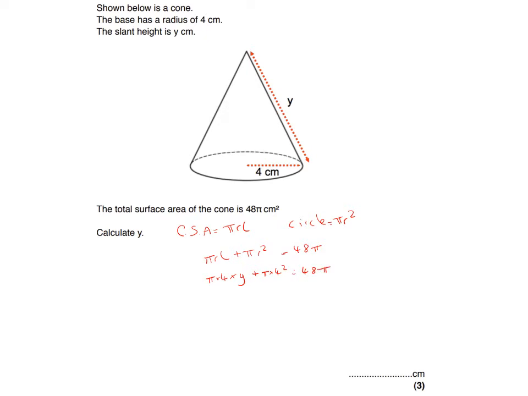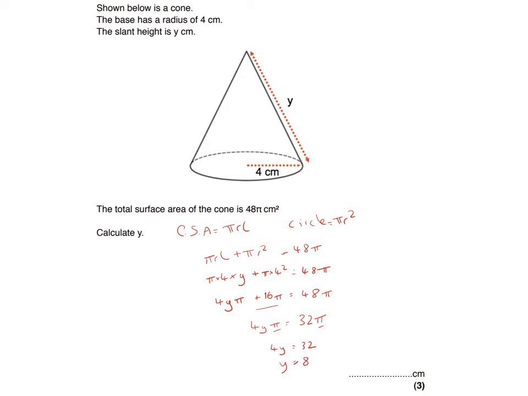Let's tidy up our algebra here. This is going to give us 4y pi plus pi times 4 squared, so let's write our 4 squared first. So that's going to be plus 16 pi equals 48 pi. What we can do is start to do a little bit of rearrangement now and try and get the y value on its own. So the first thing I'm going to do is take 16 pi off both sides. So we're going to need to do 48 pi minus 16 pi on the right hand side. That's going to give us 32 pi. So we've got 4y pi equals 32 pi. I can now divide both sides by pi, and that's going to give us 4y equals 32. I can divide both sides by 4, and then that gives me y equals 8. And we're done.